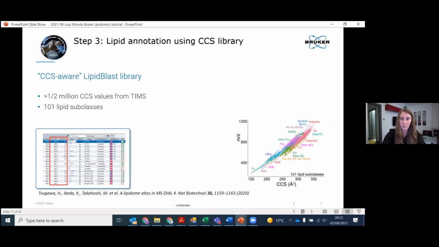So as well as using the rule-based annotation, we also match against CCS libraries. And we've been working with the team from LipidBlast, who have integrated around 500,000 CCS values into the LipidBlast library. So this plot to the right shows you each of the different lipid classes and how they exhibit a different CCS space. And you can see here, this is a screenshot within the software where you have the CCS value for each one of these lipids. And then you have a delta CCS, so a deviation between the measured CCS and the CCS value from that LipidBlast library.